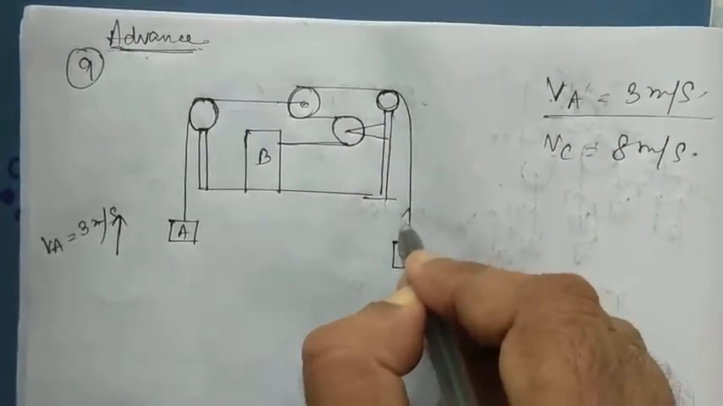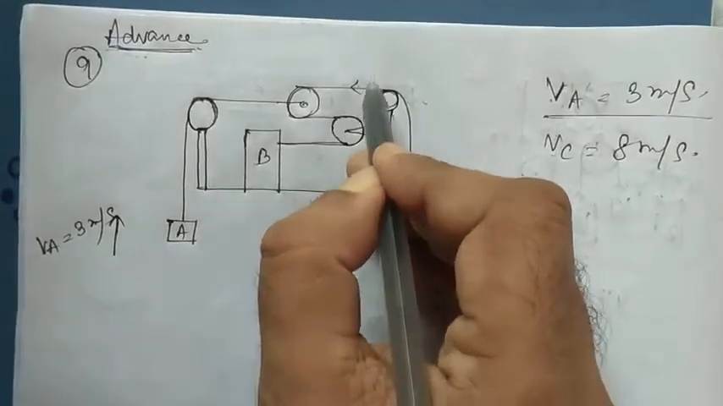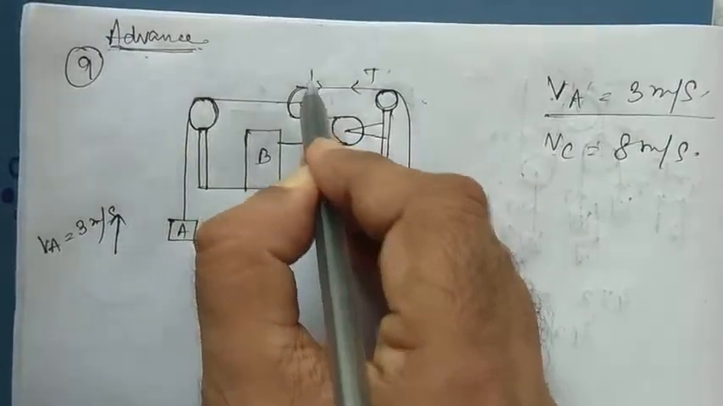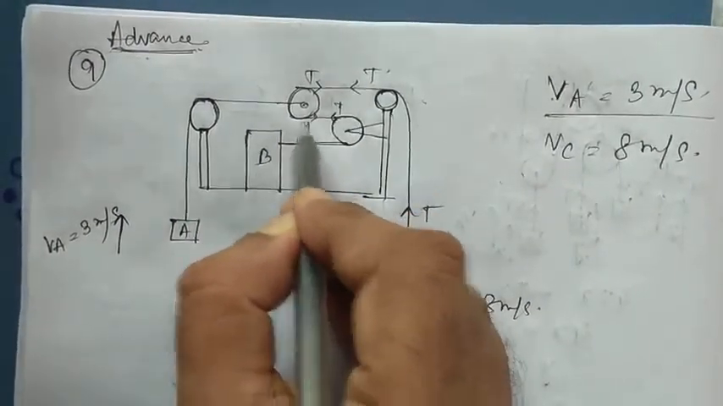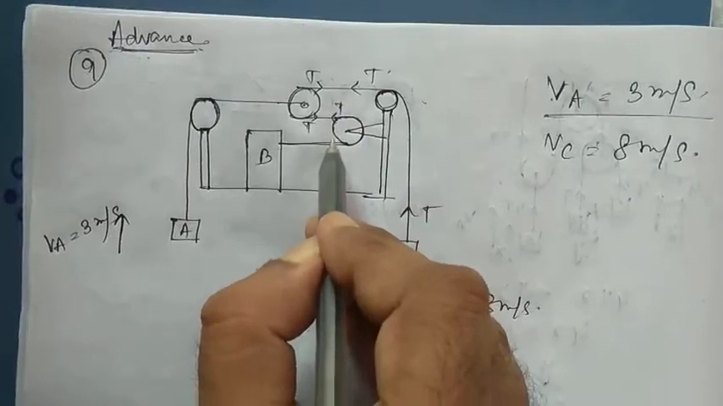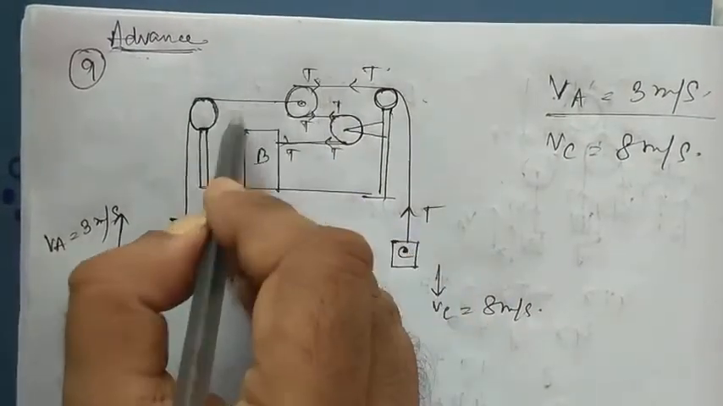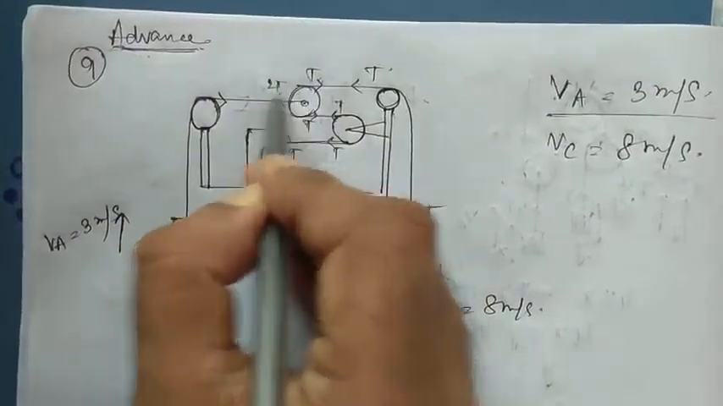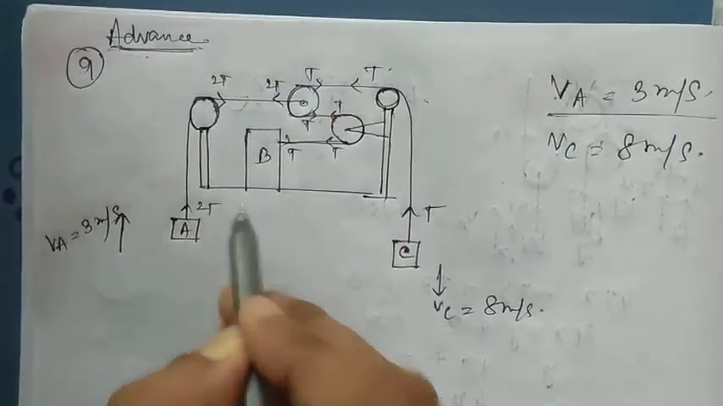So start with tension force here, T. This is T. Similar is the case T, and from this side is T. Also from this side is T. This is T. So T plus T becomes 2T here. And this string also 2T here.